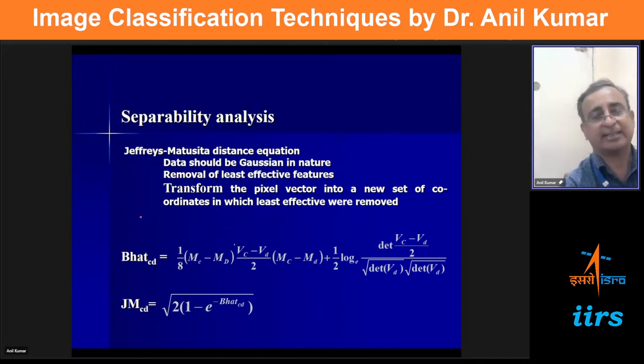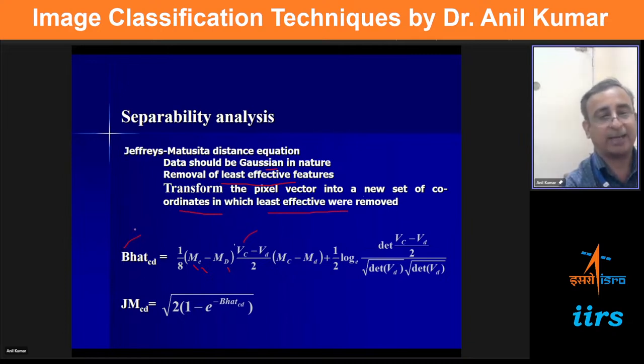So this is again your statistical method. Here the data should be Gaussian in nature. It removes the least effective bands or features, transforming the pixel vector into a new set of coordinates in which the least effective bands are removed. Here again, using the mean and variance-covariance parameters from the training data of each class. The class can be C or D or more, but at a time we have to take only 2 classes.